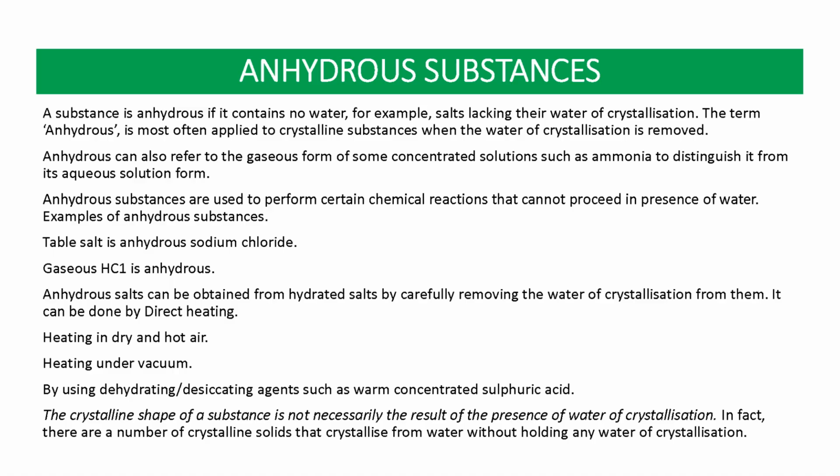Example, table salt is anhydrous sodium chloride. What is table salt which we use in our daily life? It is anhydrous sodium chloride. So gaseous HCl is anhydrous. Anhydrous salt can be obtained from hydrated salt by carefully removing the water of crystallization from it. When we remove the water of crystallization from hydrated salt, we can get anhydrous salt.